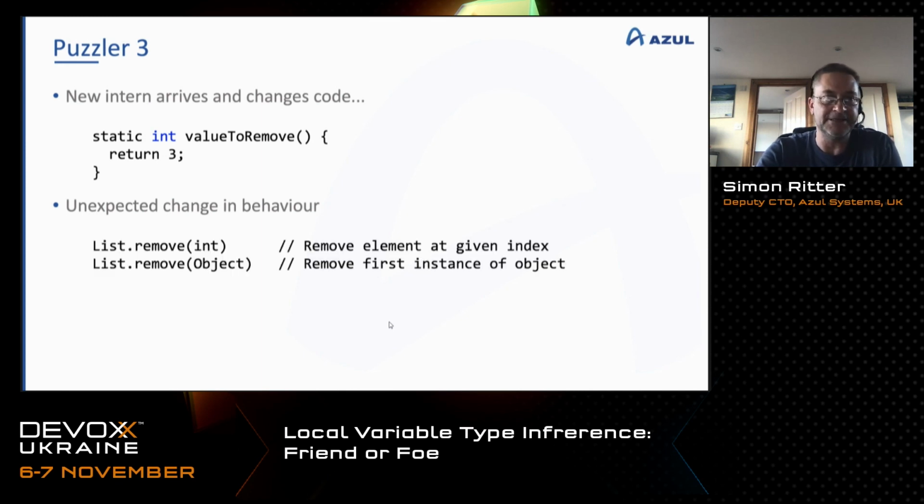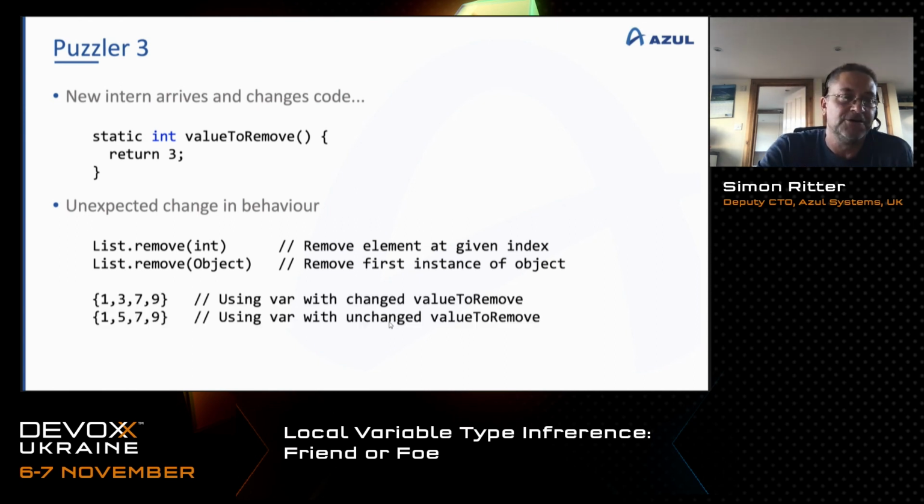The reason is that remove on the List interface has two overloaded versions. One takes an int, one takes an Object. If you remove an int, you're removing the element at the given index. If you remove the Object, then you're removing the first instance of that object. So in the case of using var with the changed valueToRemove, using int, you get 1, 3, 7, 9. And if you use it with the unchanged one, where you're using an Integer object, you get 1, 5, 7, 9. So it changes the behavior of your code. Not a good idea. These are some of the subtle things that you need to be aware of.